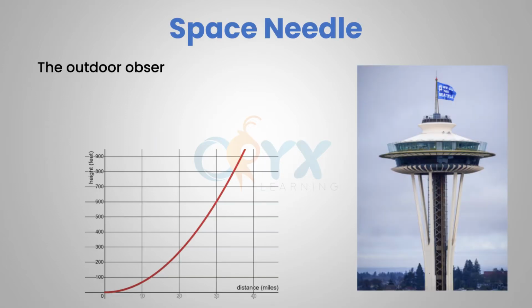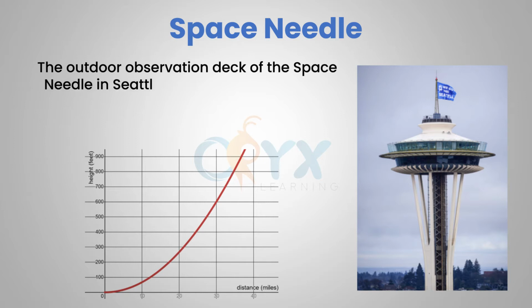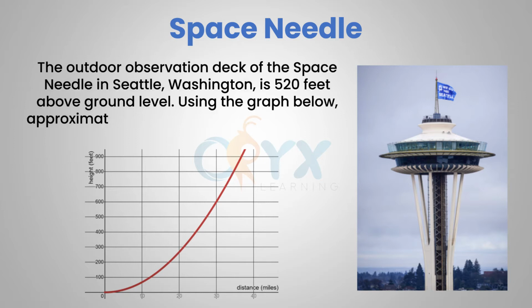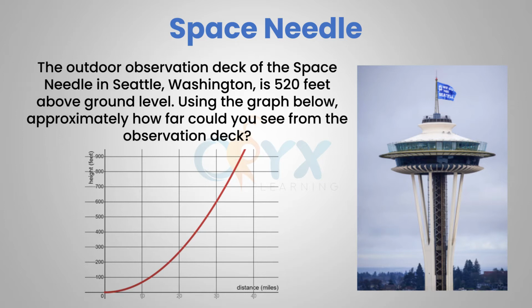The outdoor observation deck of the Space Needle in Seattle, Washington is 520 feet above ground level. Using the graph below, approximately how far could you see from the observation deck? If you'd like to know the answer to this question, please follow along and we'll revisit it at the end.